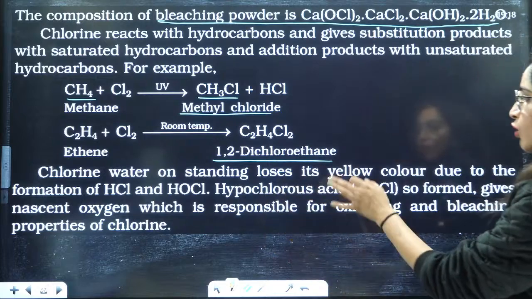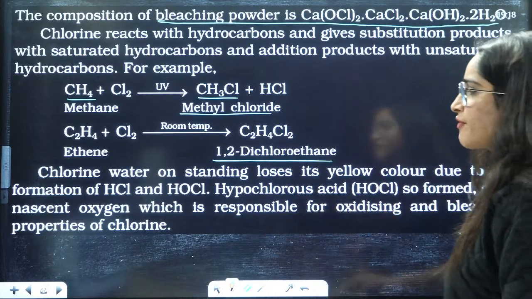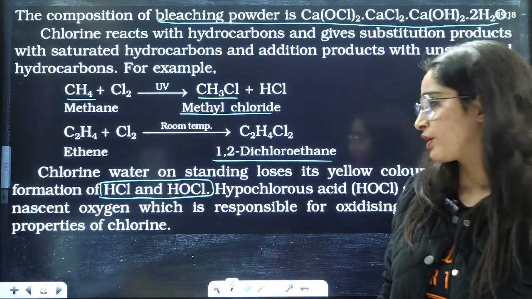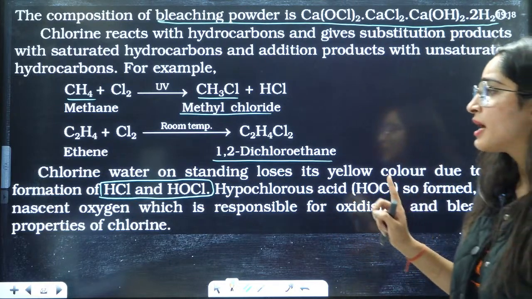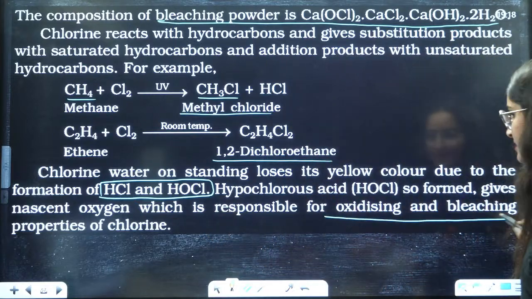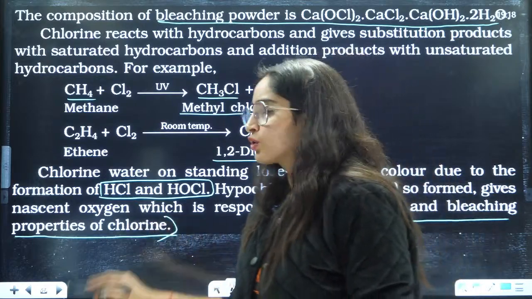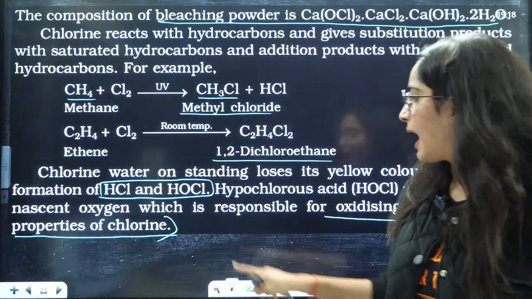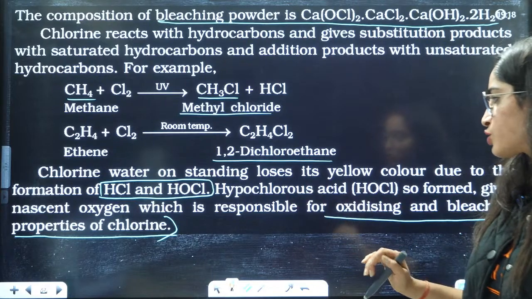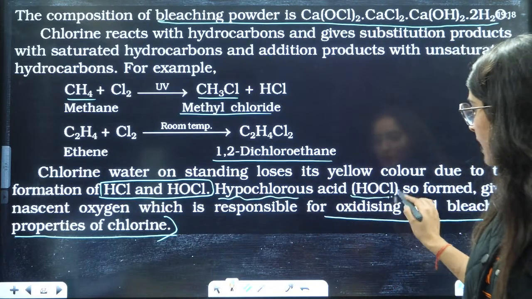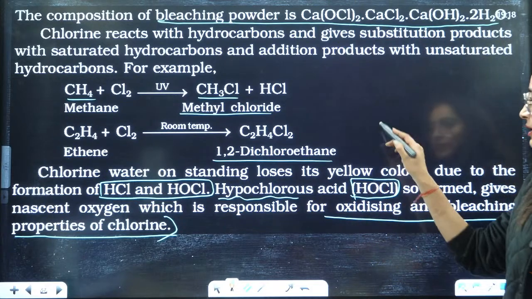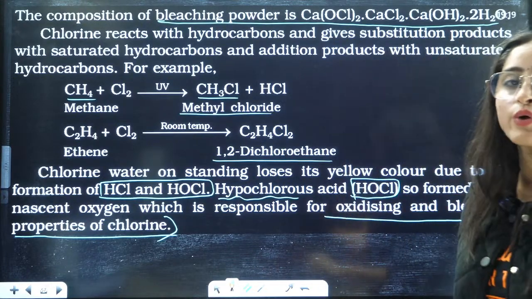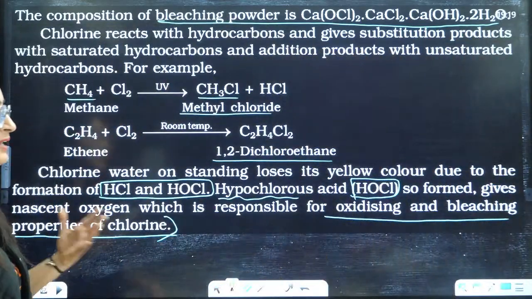Chlorine water on standing loses its yellow color due to the formation of HCl and HOCl. That is very harmful for us. The hypochlorous acid so formed gives nascent oxygen, which is responsible for the oxidizing and bleaching properties of chlorine. So for example, if you have standing chlorine, it will form hypohalous acid also, that is hypochlorous acid. Hypohalous is the general term, that is HOX, right? If you have this, it will give you nascent oxygen, which is responsible for its oxidizing or bleaching action, right?